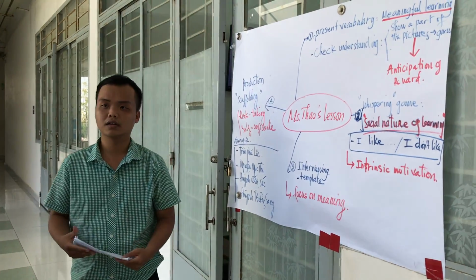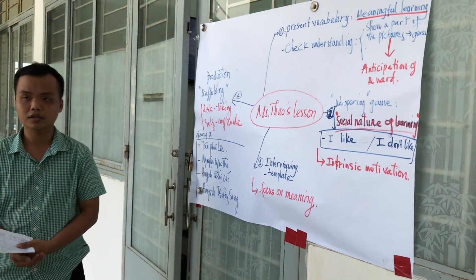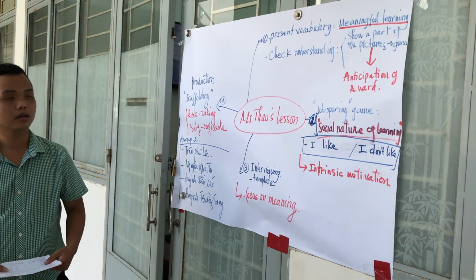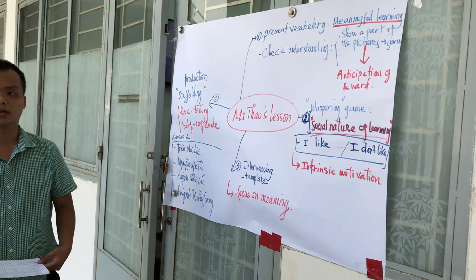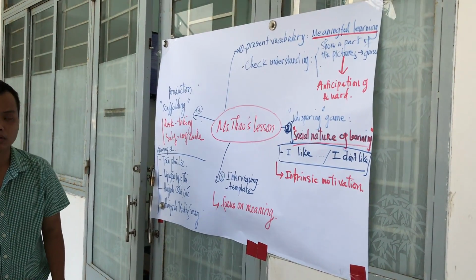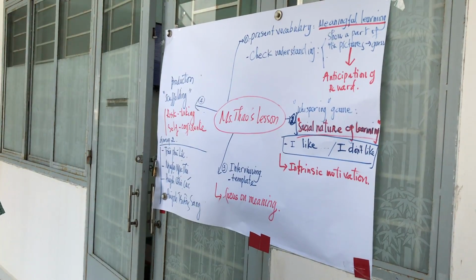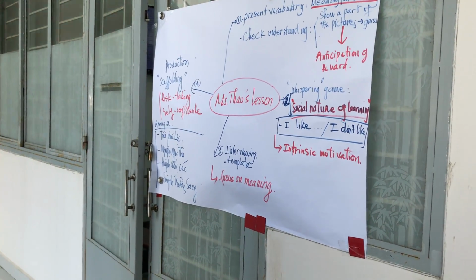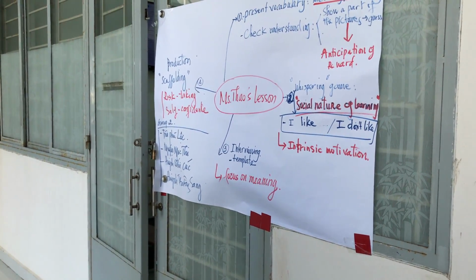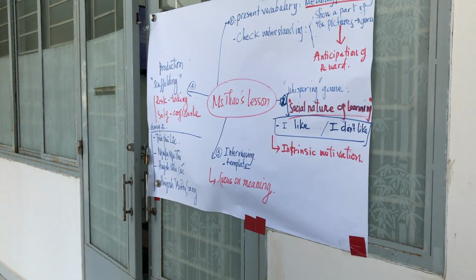Okay, and besides some principles in your master, for example, anticipation of reward, social nature of learning, intrinsic motivation, risk-taking, or self-confidence, how about the others? What do you think about the others? Do you think that we also have others? Yes, yes. Thank you for your question.